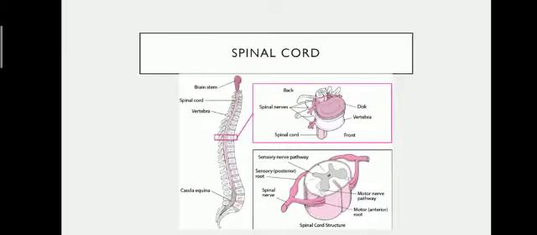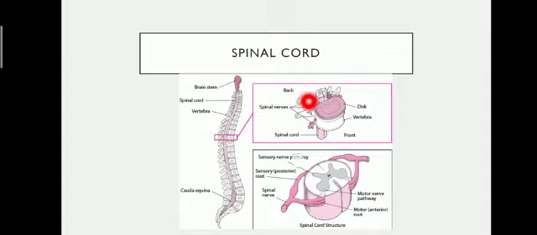Now the functions of the spinal cord: first is to control the reflexes below the neck. Secondly, it conducts sensory impulses from the skin and muscles to the brain. And when the brain commands, it helps in conveying the message from the brain to the trunk or limbs, that is, the muscles or the glands, the effectors.